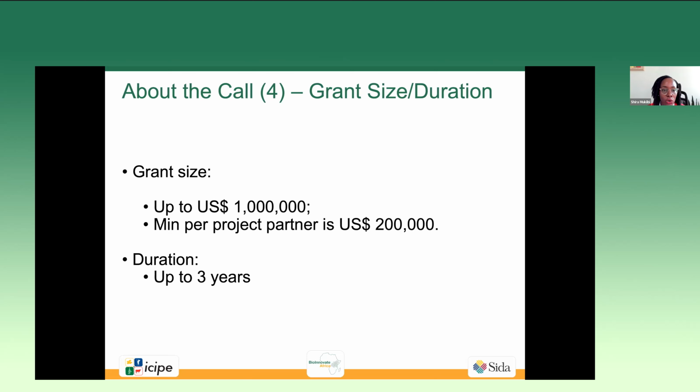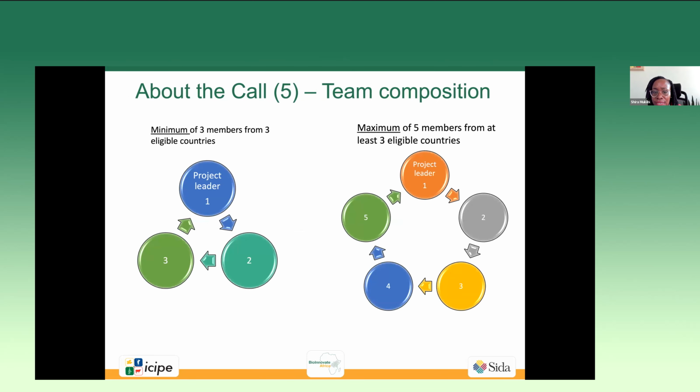Okay, so moving on, I was explaining that we are looking at a minimum of 3 for each team, including the project leader, from 3 eligible countries and a maximum of 5. So this is kind of like the arrangement. I've just missed one, which is a team of 4 from 3 countries.